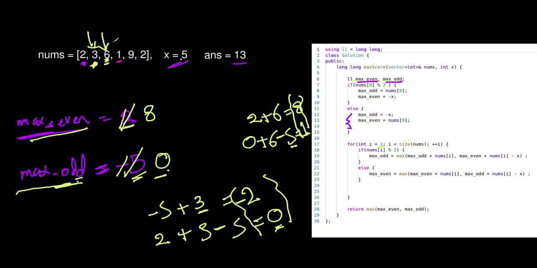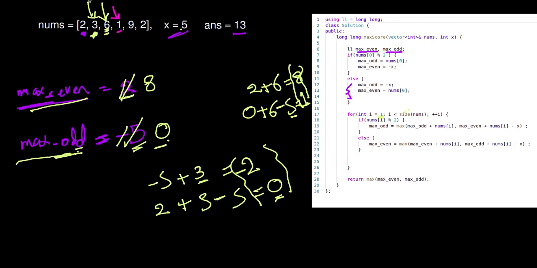The next value is 1. 1 is odd. So what is the value of max odd? 0 plus 1, current value equal 1. Or we can move from even to odd with the cost of 5. In this case answer is 4. So max odd will be the maximum of these two values, which is 4.